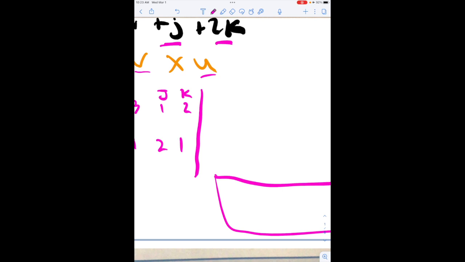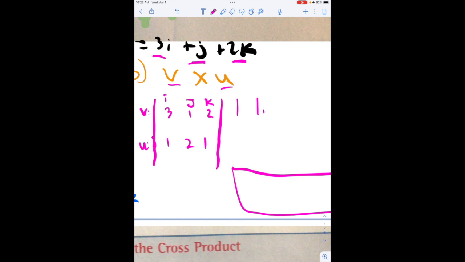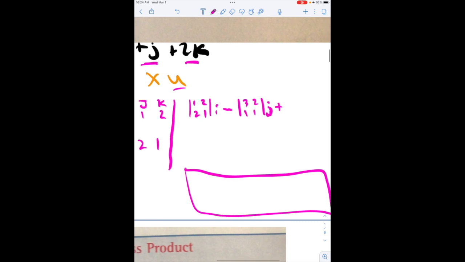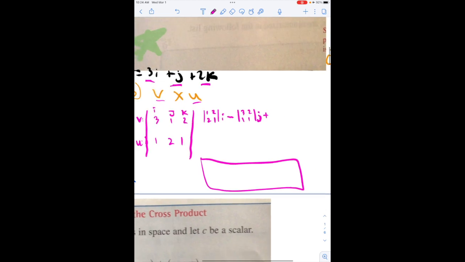As we move to multiply, we follow our formula. If I want to use I, I got to use columns J and K, so that's 1, 2, 2, 1, minus, and if I want to do column J, I got to use columns I and K, 3, 2, 1, 1, plus. Again, notice the first one's minus, the second one's plus, 3, 1, 1, 2 for K.